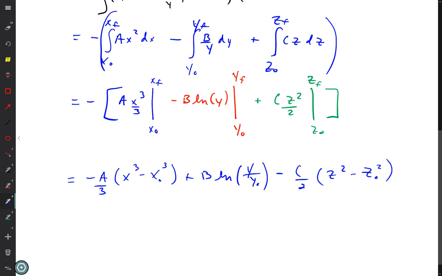The reason I put in my limits is because mathematically you can't do the natural log of y, because y has units. You can't take the natural log of something with units. So that's why I actually put my limits in here, so I could have something that is mathematically reasonable. So here is my change in potential energy.